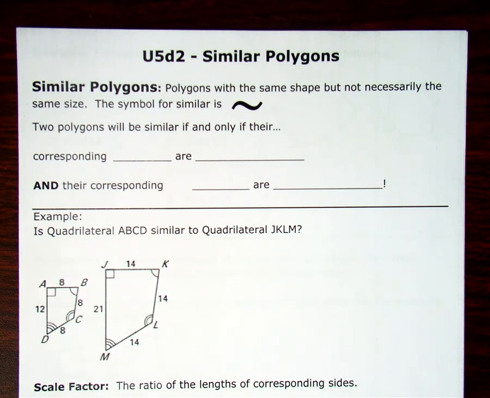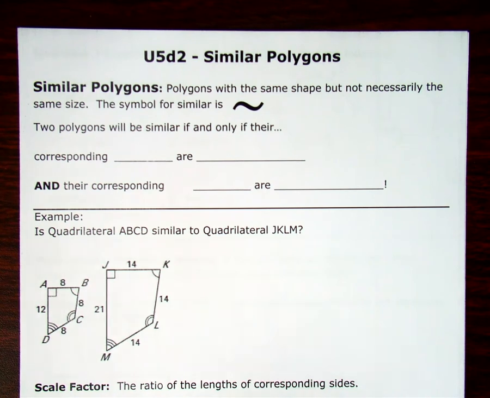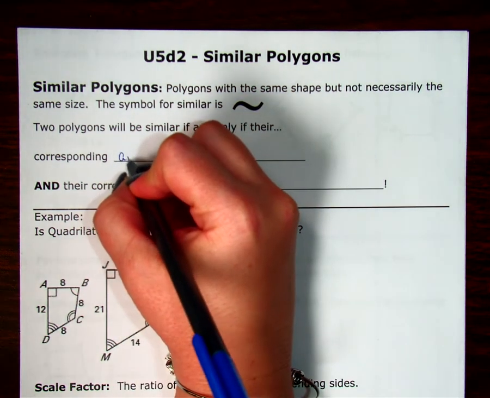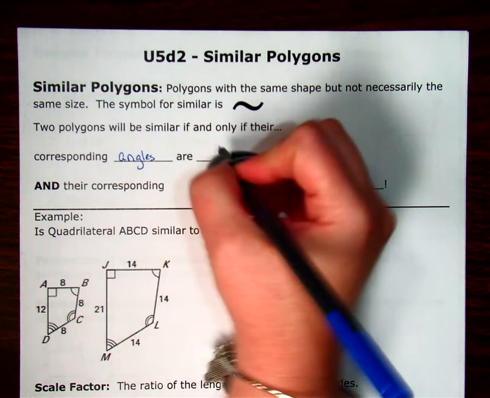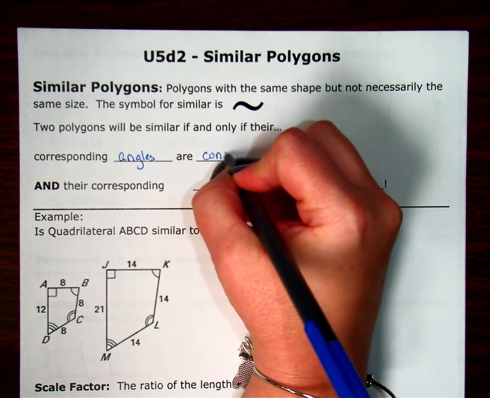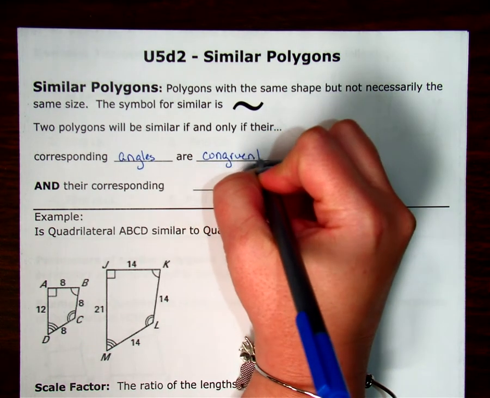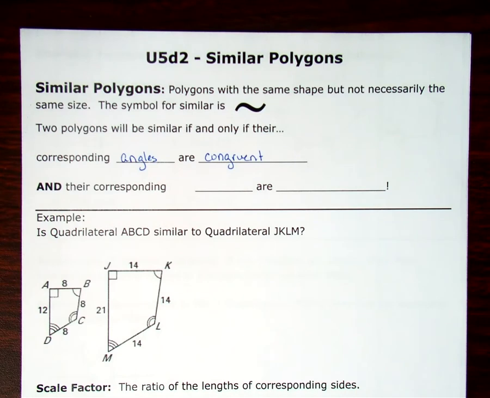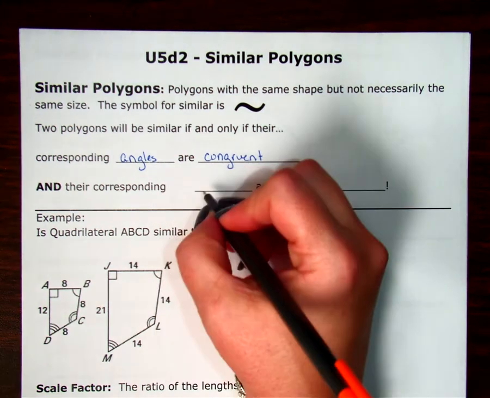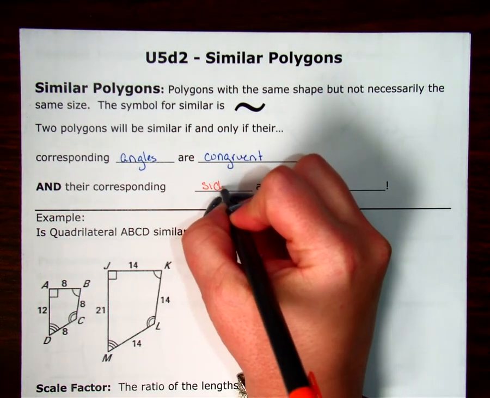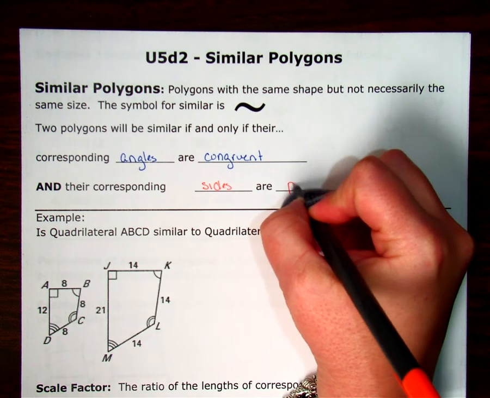Okay? Two polygons will be similar if and only if their angles are congruent. So their angles all have to be exactly the same. Just like when we did congruent figures, they had congruent angles and congruent sides. With similar figures, our angles are still congruent, but our sides are different. Our sides are going to be proportional.